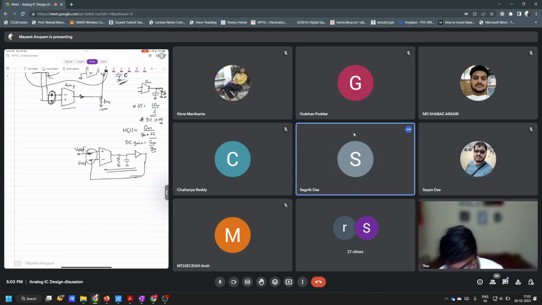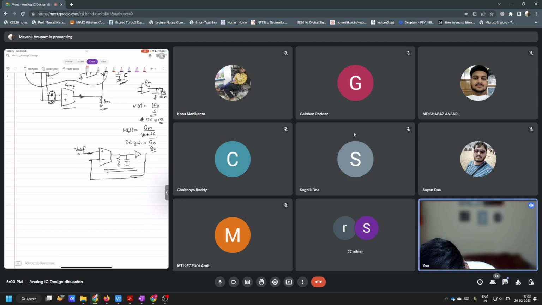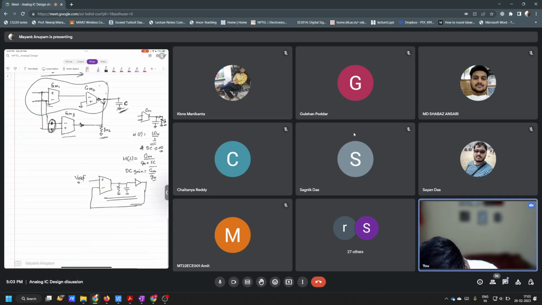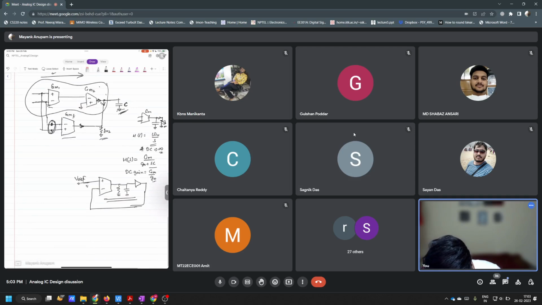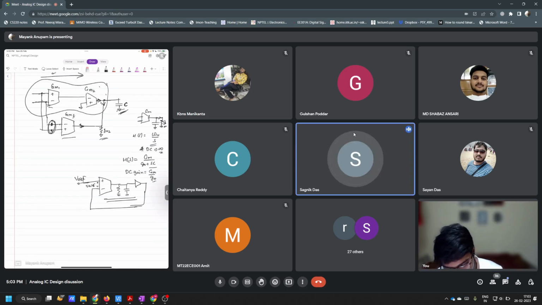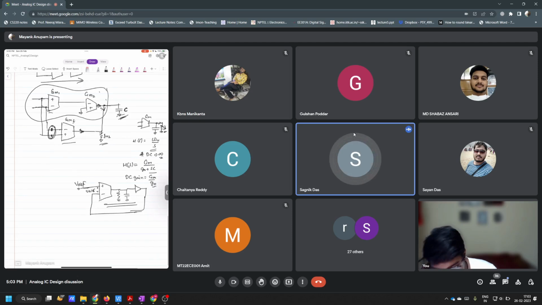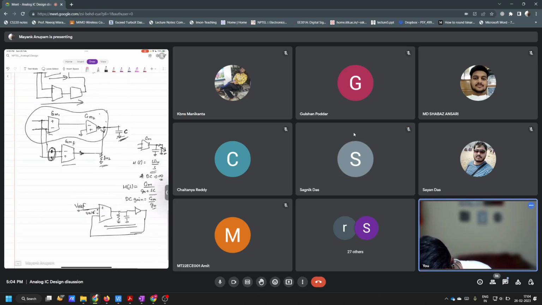Yes, sir. But since the DC gain is not infinity, what will happen? There will be some error, right? In between these two terminals, some V error, isn't it? Yes, sir. I understood that. Yeah, fine. I'm coming to that point. Yes. Okay. So now the same thing will happen here also.